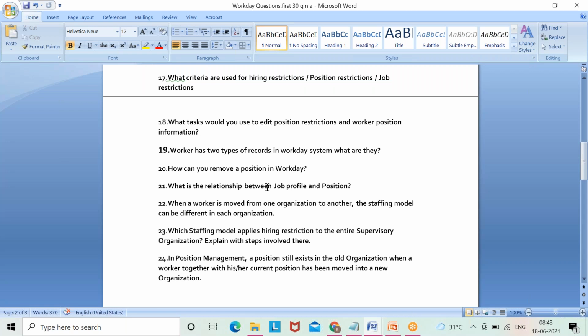Which staffing model applies hiring restrictions to the entire supervisory organization? What business processes are required? And also please explain the navigation, how to set the restrictions at the entire organization. Job management. Job management is correct. So we can set the restrictions at the entire organization level. That's true. What are all the business processes associated with job management?